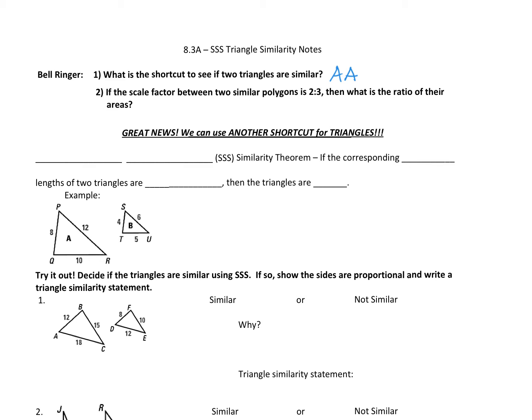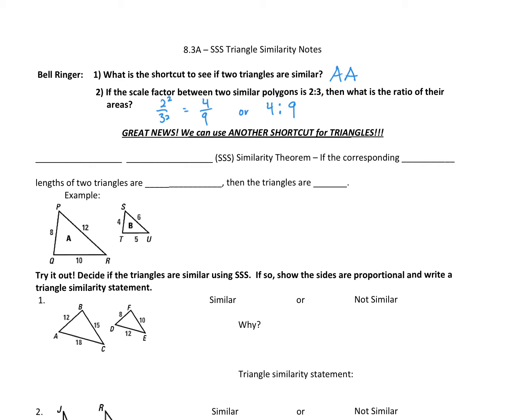If the scale factor between two similar polygons is 2 to 3, then what is the ratio of their areas? Remember, the ratio in terms of areas are the squares. So it's 2 over 3, squared. 2 squared is 4, 3 squared is 9. So our ratio is 4 to 9, or we can say 4 over 9.